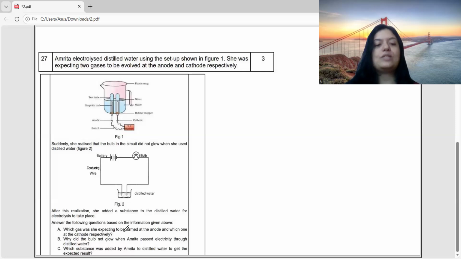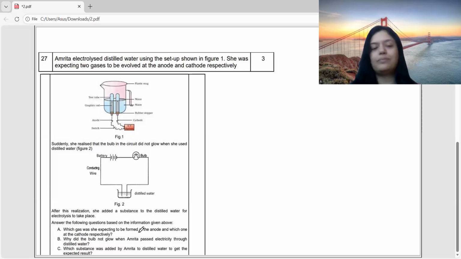Which gas was she expecting to be formed at the anode and which one at the cathode respectively? I guess from the diagram, you can understand what they are talking about. Here, oxygen will be liberated at the anode and hydrogen will be liberated at the cathode. B. Why did the bulb not glow when Amrita passed electricity through distilled water? Because distilled water is a poor conductor of electricity. That is why the bulb did not glow, because it was not able to conduct it.